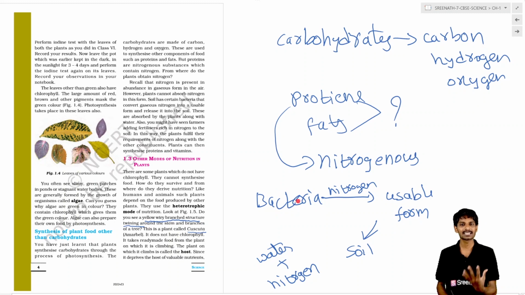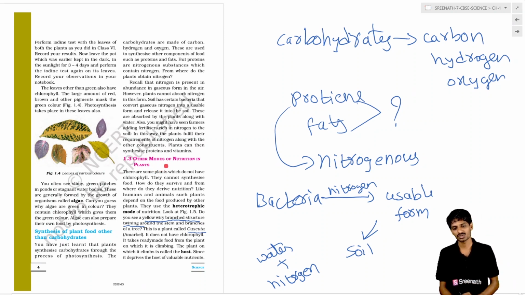So there is some bacteria which takes atmospheric nitrogen and converts it into a usable form and releases that nitrogen into the soil. So roots absorb that nitrogen along with water, so that the water and nitrogen go through the pipelines from roots to leaves, so that proteins can be prepared. The third topic is other modes of nutrition in plants.